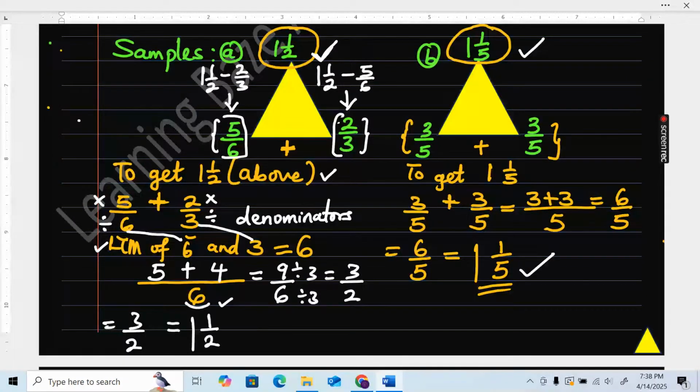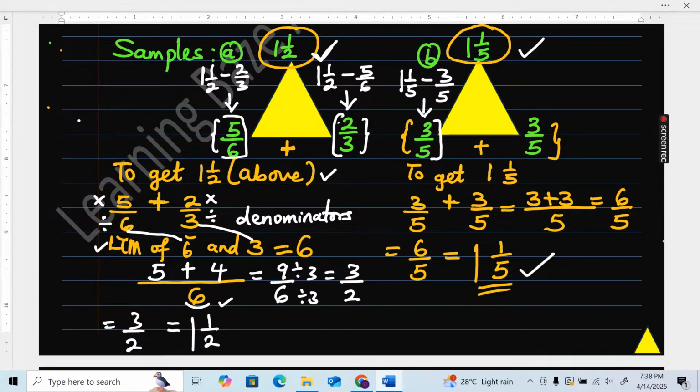The numbers that are below, you will subtract. Same goes for sample B. If you want to find 3 over 5 that is below, on the left side of the triangle, you subtract. That will be one whole number 1 over 5 minus 3 over 5. And that will give us 3 over 5.